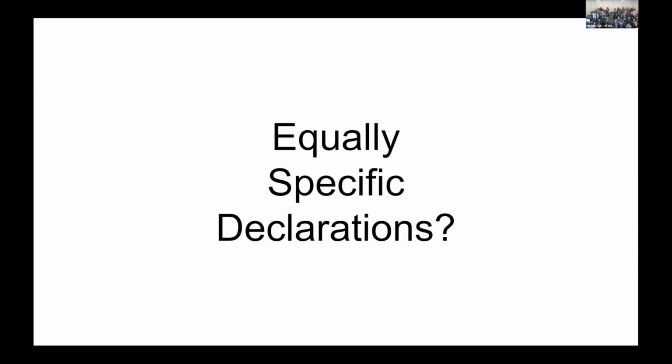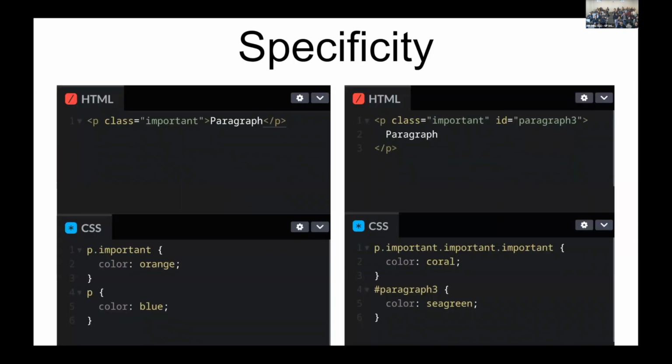So back to equally specific declarations. What did I mean by that? Well, specificity also comes into play with deciding what style is actually applied. So in this example on the left, what color do you think the paragraph will be? Orange. Yeah, that's right. What about the second one? Sea green, yeah.